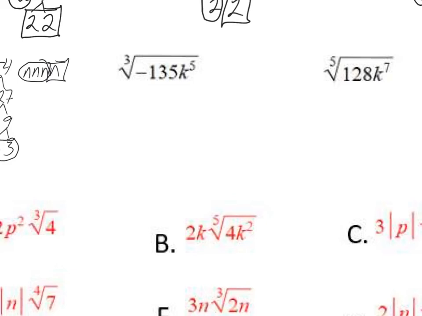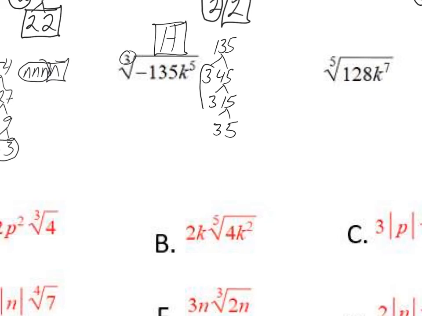We all should have gotten H. Let's double check. We have 135. We're going to split that up. 3 and 45 go into that. 3 and 15 go into that. 3 and 5 go into that. We want groups of 3. So 1, 2, 3. I have 3 3s. I only have 1 5, so I'm going to put a box around that.